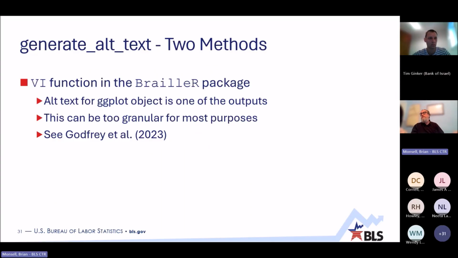So if you have a ggplot object that's made either by my package or some other package or your own work, you can submit this ggplot object and generate alt text automatically. Now, I would say that this is often too granular for most purposes, because it's basically describing each layer. So the first layer, it's going to say, you've got a title that's this, you've got subtext that's this, you've got a green line that's labeled as X11 and a blue line that's labeled as seats. But you know, it's a good start. And the reference I would give you is Godfrey 2023.